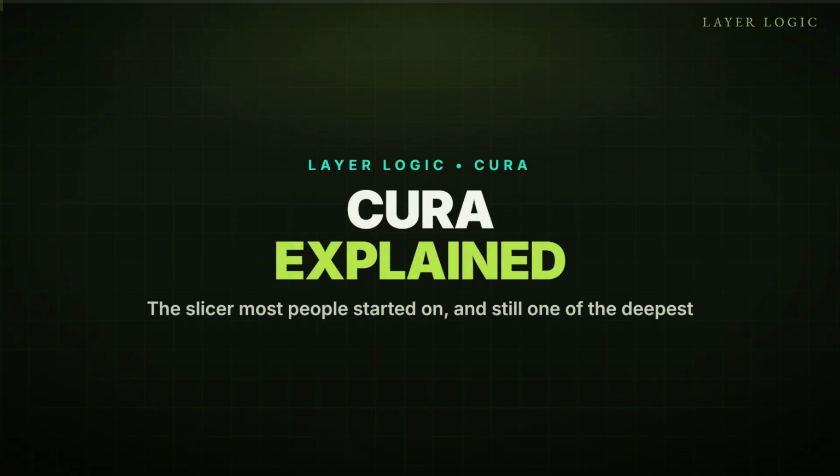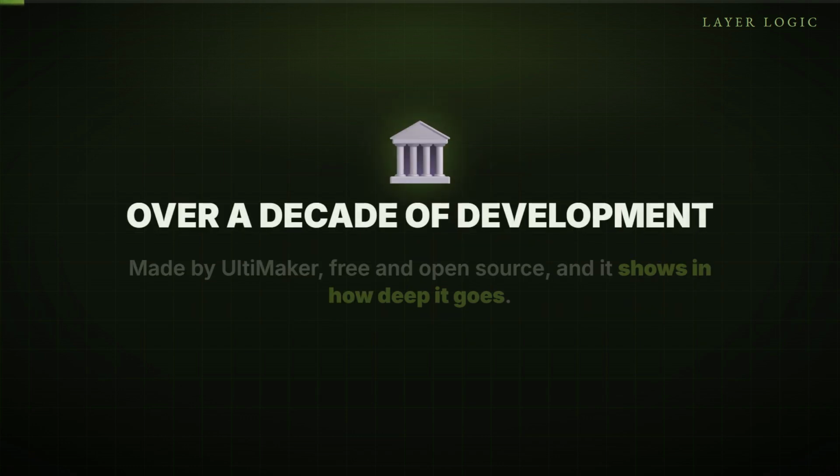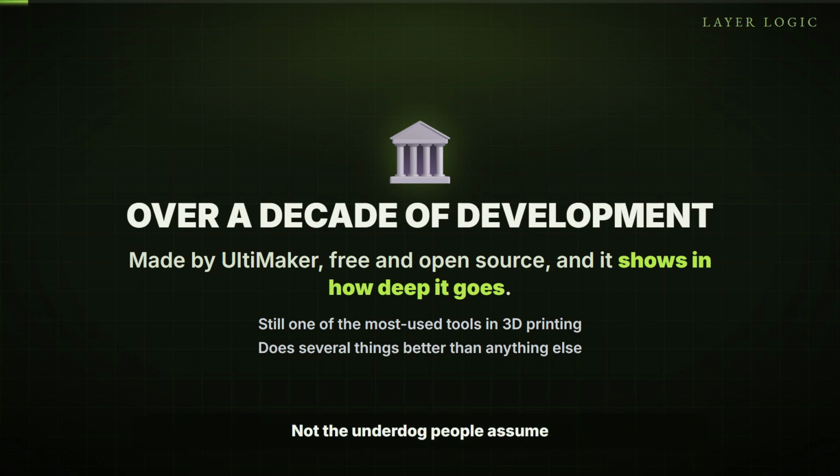Cura is the slicer most people started on. It is still one of the most used pieces of software in 3D printing, and it does several things better than anything else does. It is made by UltiMaker, it is free and open source, and it has been in continuous development for well over a decade, which shows in how deep it goes.